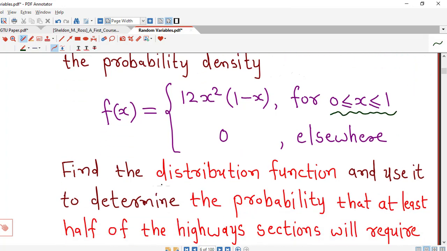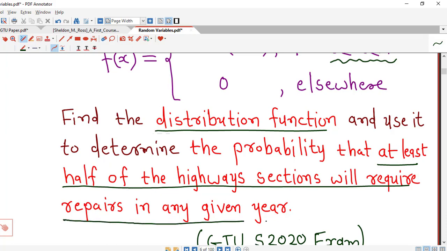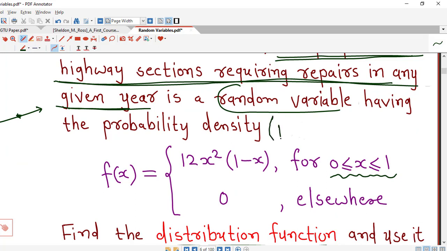We are asked to find the distribution function for this PDF, and using that distribution function we have to determine the probability that at least half of the highway sections will require repairs in any given year. Here the random variable is the proportion of highway sections requiring repairs in any given year. This proportion can take any value on the real line, so it is a continuous random variable, and this is its probability density function.